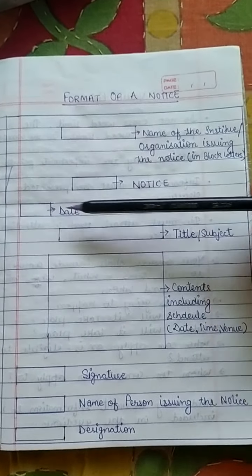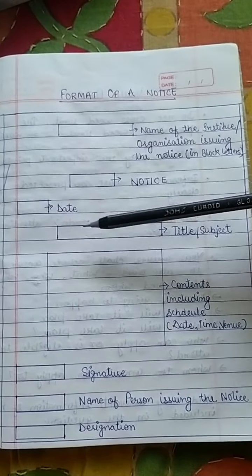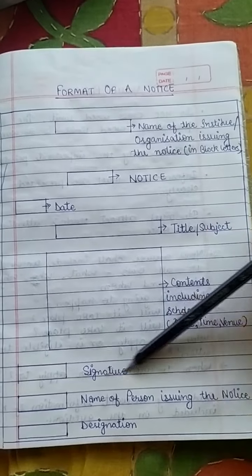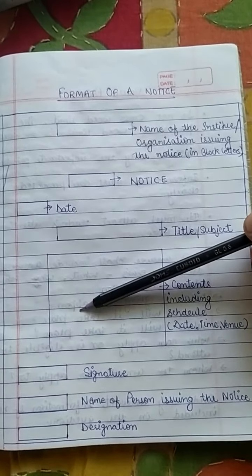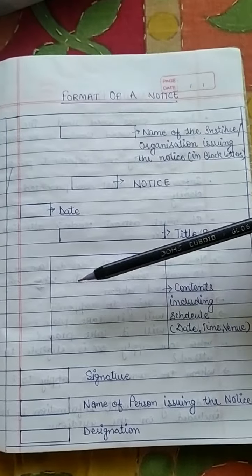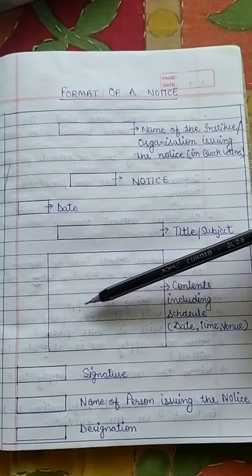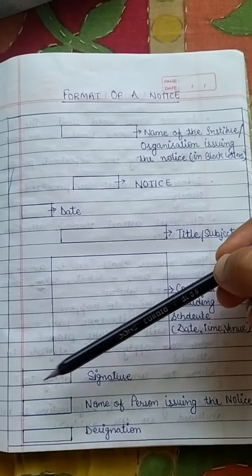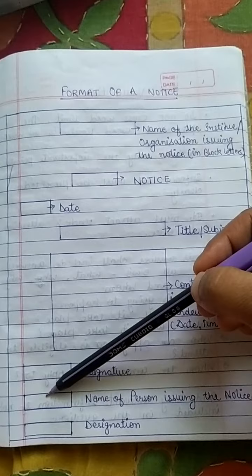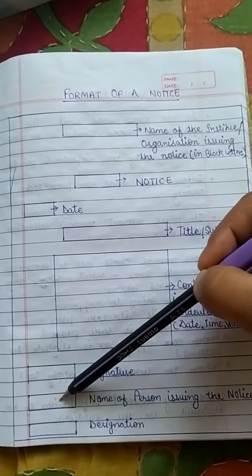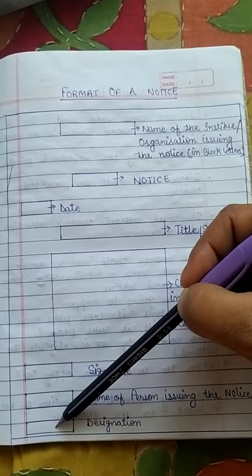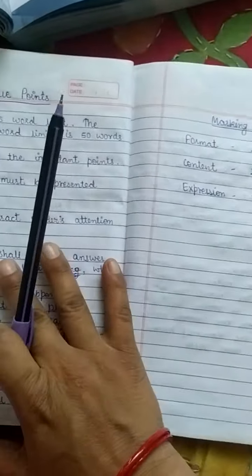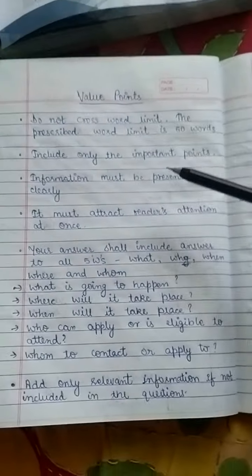Then we will write down the date. After the date we will write down the subject or the title of the notice. Now we will write down the content, and the content should not be more than 50 words. We always have to stick to the word limit. Do not try to cross it. At the last you will put your signature over there, the one who is writing that notice. Then the name of the person who is writing, and at the last the designation of the person who is writing the notice.